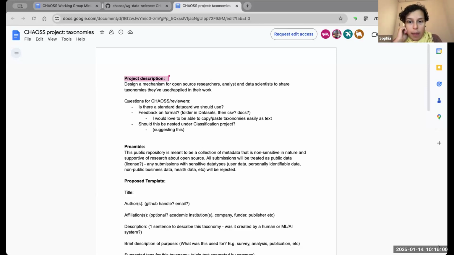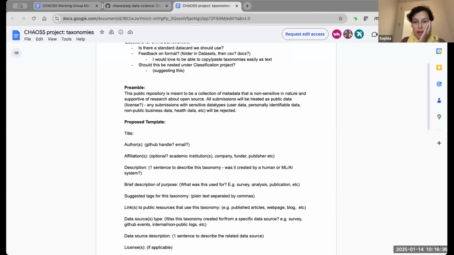So, Georg, what would you think about taking, I don't know, the next 5 minutes to do a test run? And I was thinking maybe we can take an existing taxonomy like repostatus.org, which I think has some use out there, and then try to fill out this template for repostatus.org.